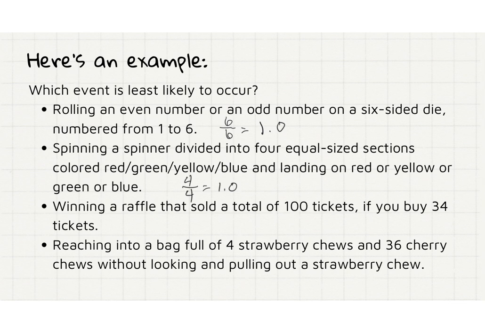Winning a raffle that sold a total of 100 tickets, and we bought 34 of them, so that's 34 out of 100, which is 0.34. So far, that one's our least likely to occur. Let's check out the last one. We have 4 strawberry chews and 36 cherry, and we want to pull a strawberry chew, so that would be 4 out of our total of 40, which is 0.1. So in this case, our least likely to occur is the 0.1 example, which is our strawberry chews question.